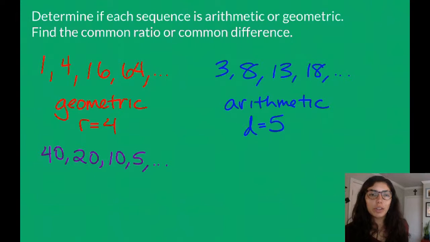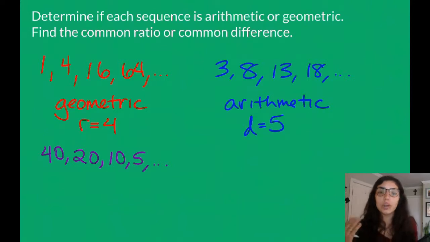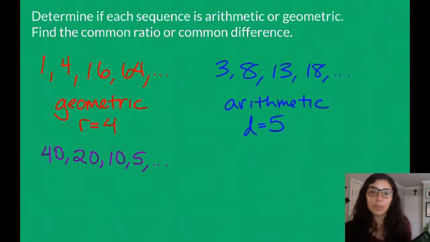If you look at this one and we try to use an arithmetic sequence, to get from 40 to 20, I'd have to subtract 20. So 40 minus 20 is 20. 20 minus 20 is 0, not 10, so that didn't work. We need to try using multiplication or division. How do I get from 40 to 20? We would divide by 2.